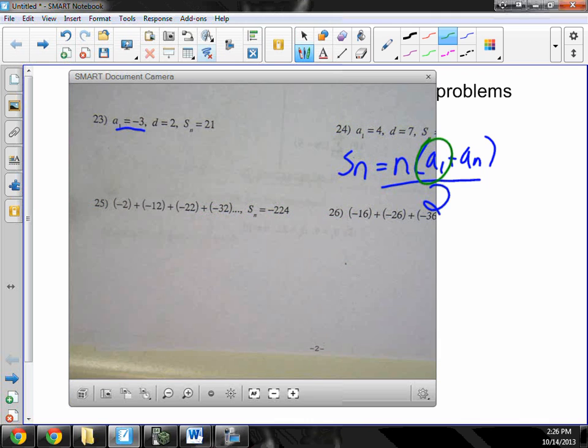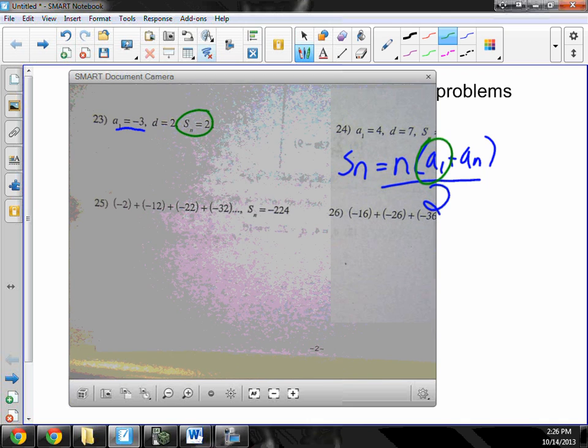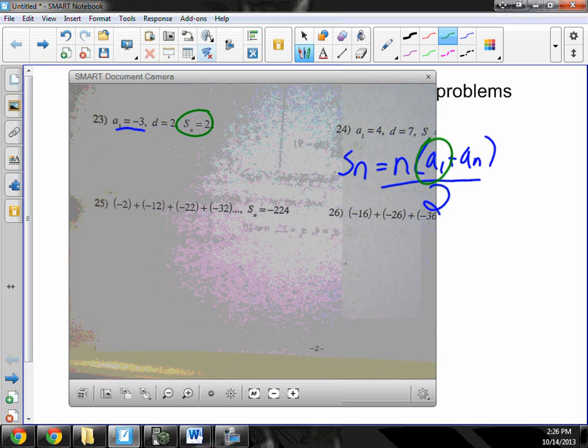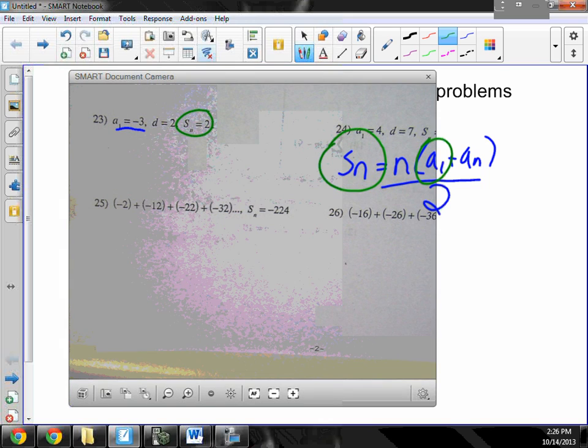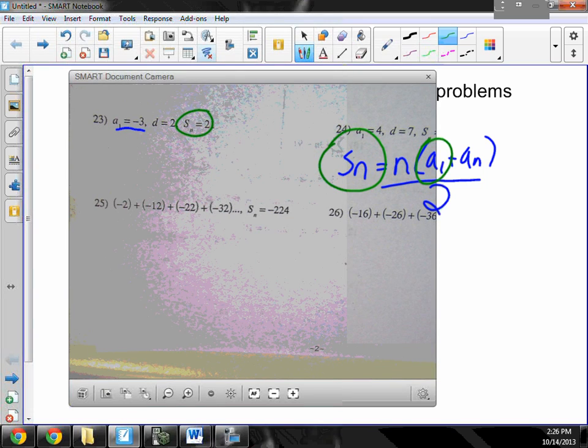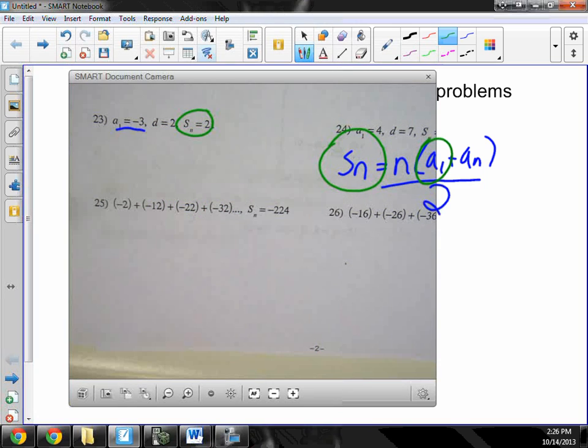Okay? What does S sub n tell me? The last term is 21, so I know this. And the problem is asking me to find how many terms there are, but I don't know the last term. And that's what makes it tough. Sadie? How come?